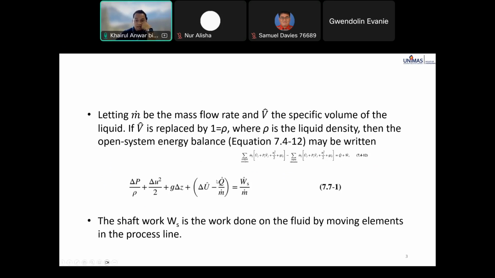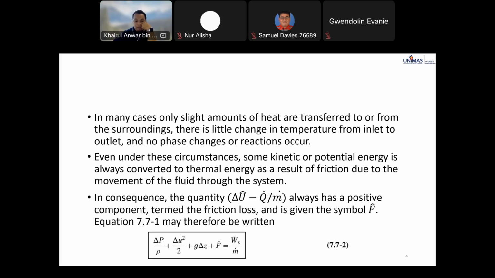So this is the main question. Normally we use delta P over rho plus delta U squared over 2, plus g delta z, plus F, plus shaft work. Delta P is the difference. We have two points normally, so depending on you which one is point one and point two. So the delta P is between the two points, and delta U is the same, between the two points.